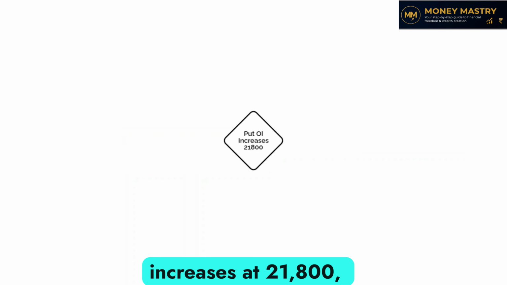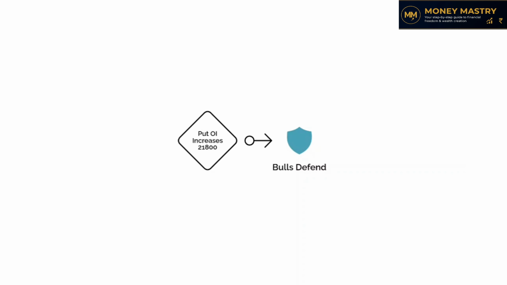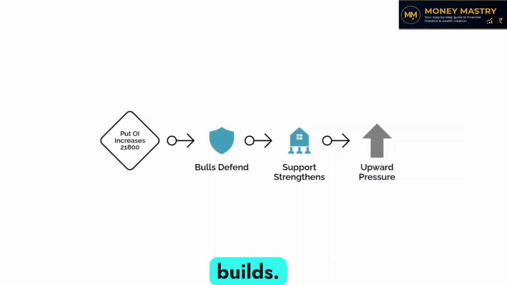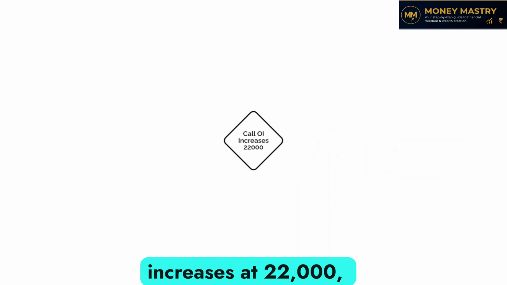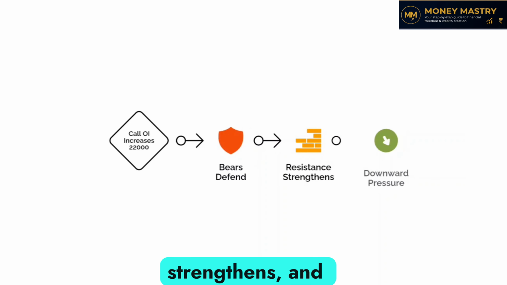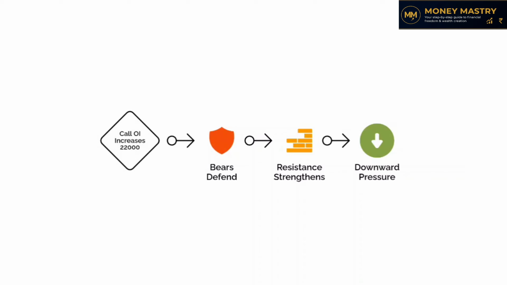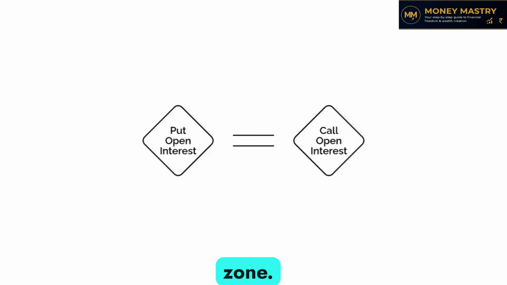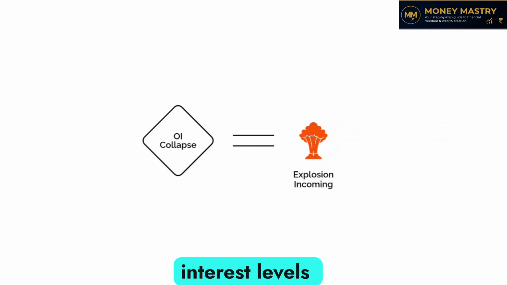If put open interest increases at 21,800, bulls defend that level, support strengthens, and upward pressure builds. If call open interest increases at 22,000, bears defend that ceiling, resistance strengthens, and downward pressure builds. When both open interest levels rise at their strikes, the market establishes a defined range trading zone. When both open interest levels suddenly collapse, an explosion is incoming as position traders exit simultaneously.